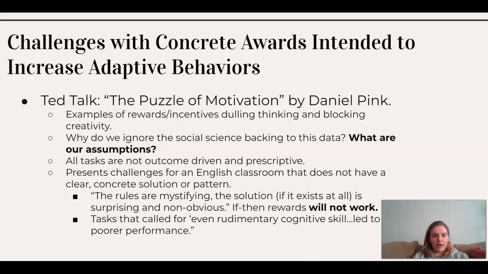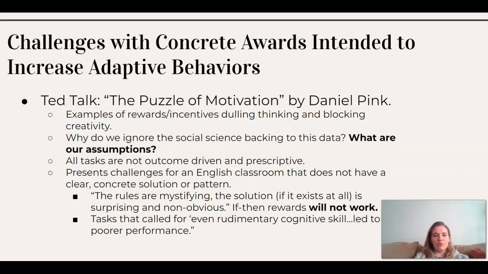I thought it was really interesting to hear about all of the examples of rewards and incentives dulling thinking and blocking creativity. I see this in my classroom when, for the sake of time or some other motivation, or trying to get through content, I might try to hurry students along and say, oh, well, if you do this, you can get this. If you do this, then you can get this. And it really does dull their ability to think creatively or even have the time to think deeply about the concepts that we're talking about.